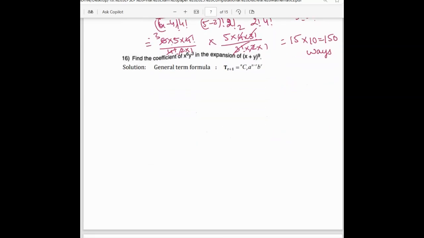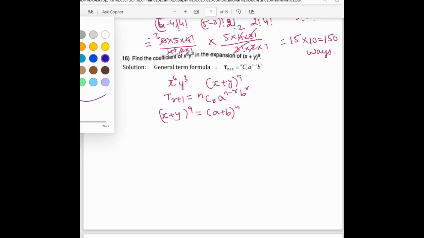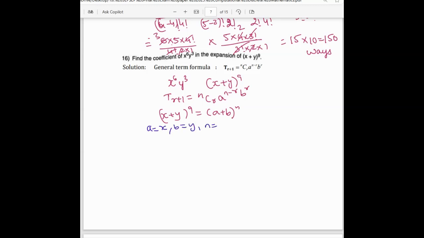Okay, moving on with the next question, we have to find the coefficient of x power 6 y cube, where the expansion is given as (x plus y) to the power of 9. So we have a general formula where T of r plus 1 equals nCr a to the power n minus r b to the power r. So now if you take this formula, we can compare (x plus y) whole to the power of 9 as (a plus b) to the power of n. That is the binomial expansion formula. So if you expand this, we get a is equal to x, b is equal to y and n is equal to 9.